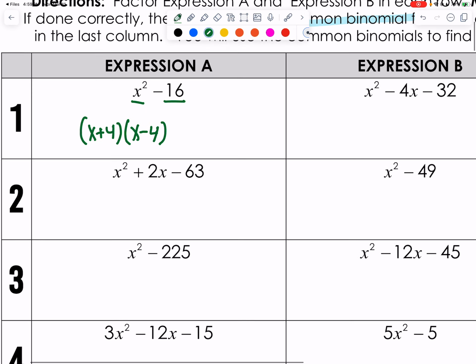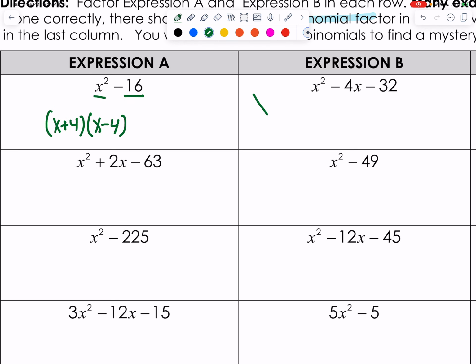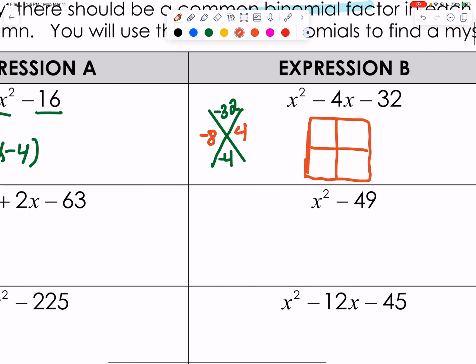Okay. Now, for expression B right here, you have x squared minus 4x minus 32. So we got to factor. So we got to think factors of negative 32 that will add to negative 4. So what two numbers multiply to negative 32 that will add up to negative 4? Well, we could say negative 8 and positive 4. Once we do that, I'm going to go ahead and box this out. So now I have x squared, 4x, negative 8x, negative 32.